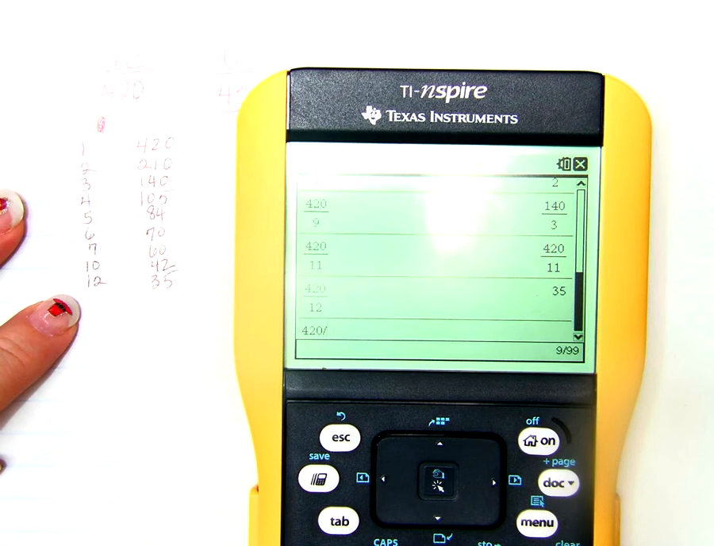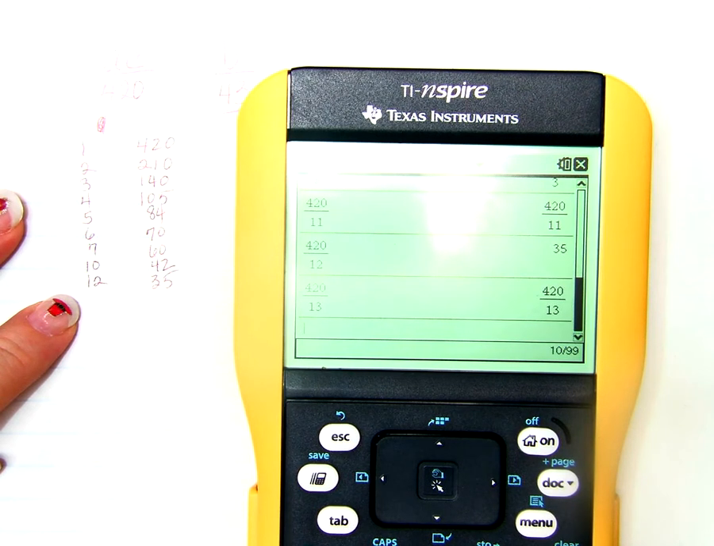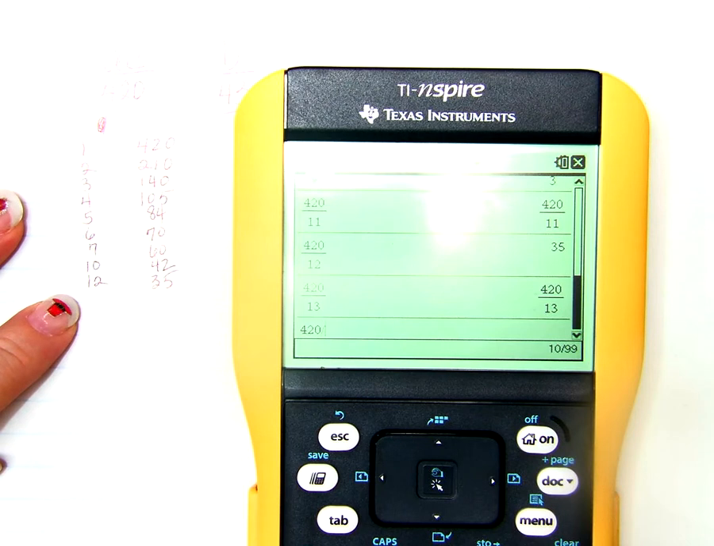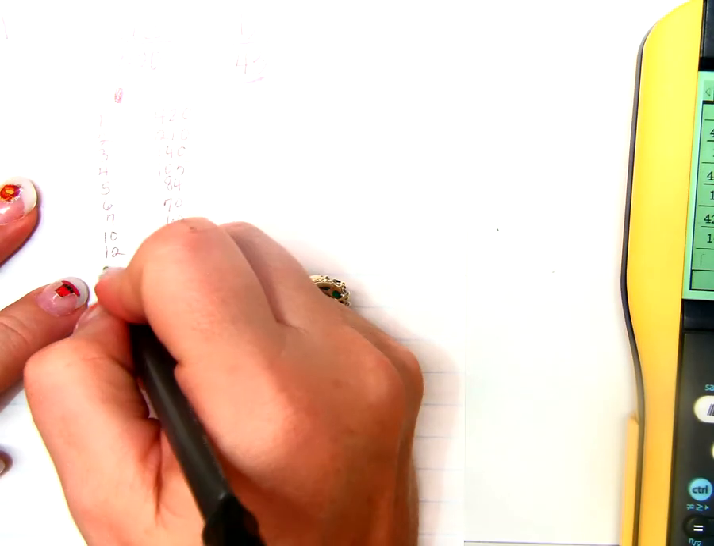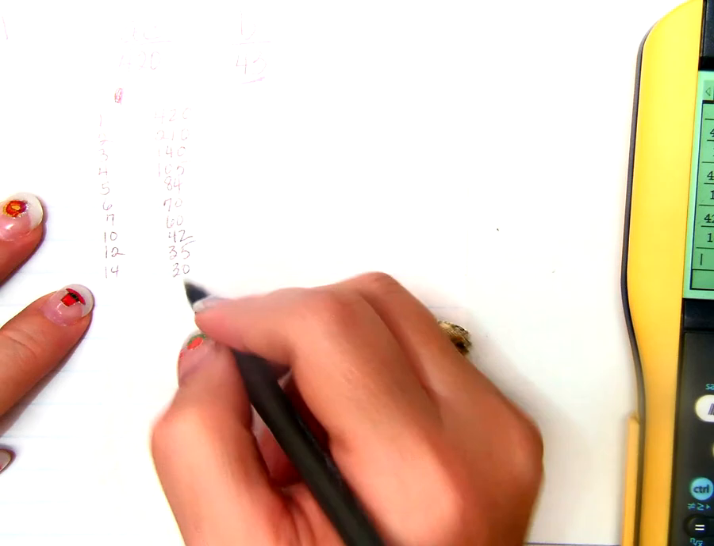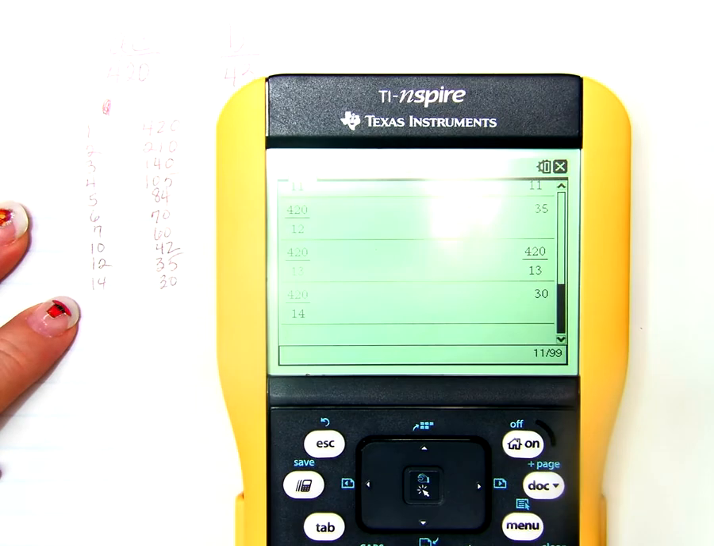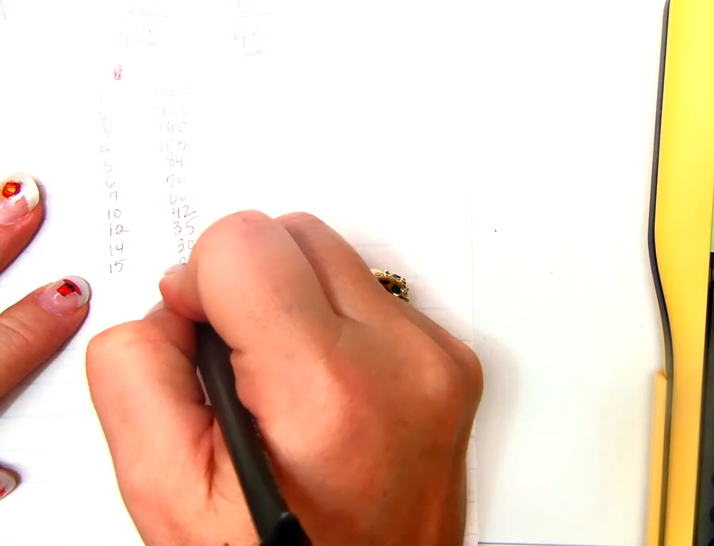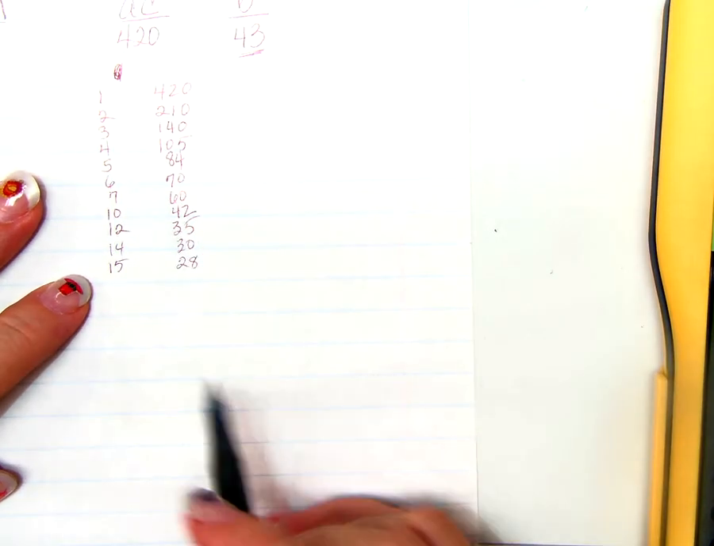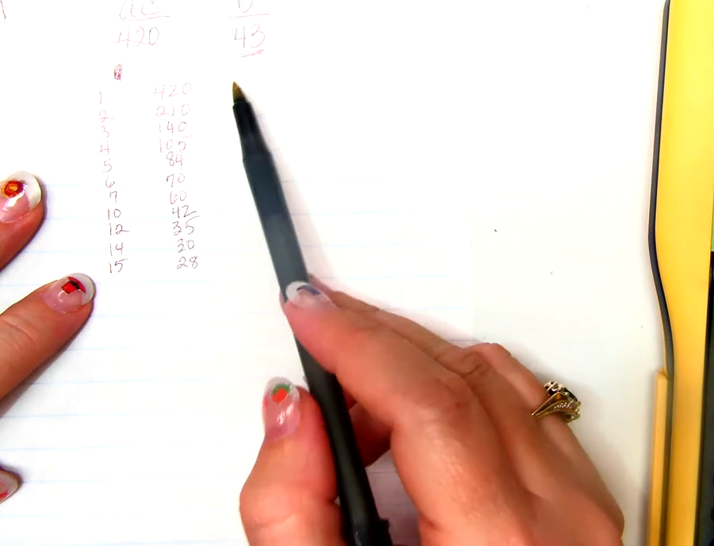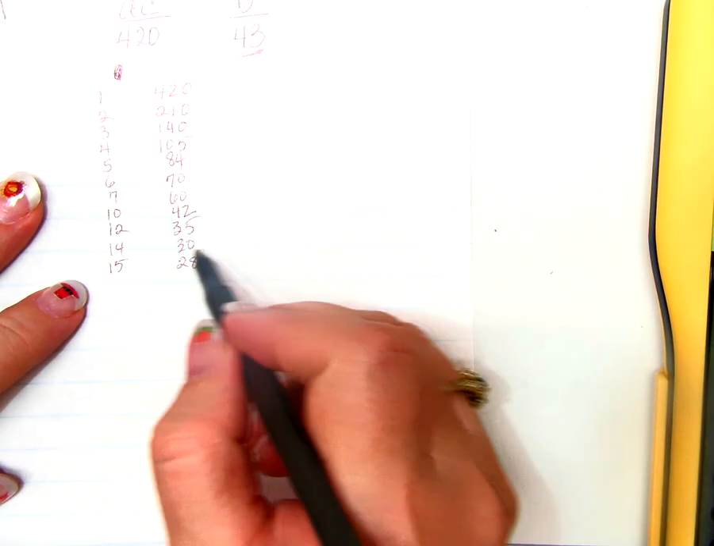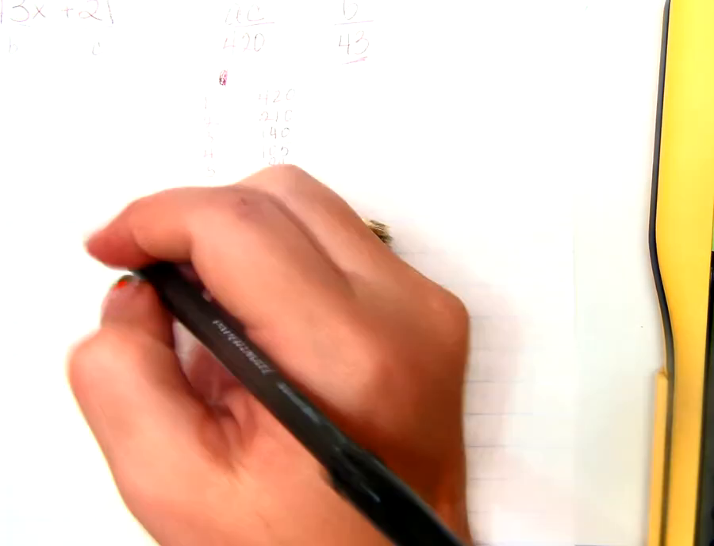420 divided by 13. Nope. 420 divided by 14. 14 and 30. 44. So close. 420 divided by 15. 15 and 28. Success. 15 plus 28 is 43. Okay? So now, rewrite.